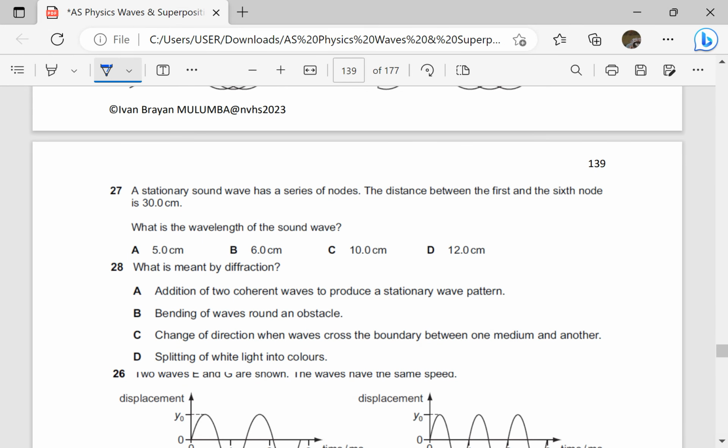A stationary sound wave has a series of nodes. The distance between the first and the 60th node is 30 centimeters. What is the wavelength of the sound? So they gave us the distance between the first and the 60th node. If you are poor at dealing with this, then of course you can try to estimate. You can do this manually. So let's have 6 nodes here. 1, 2, 3, 4, 5, 6. So these are 6 nodes.